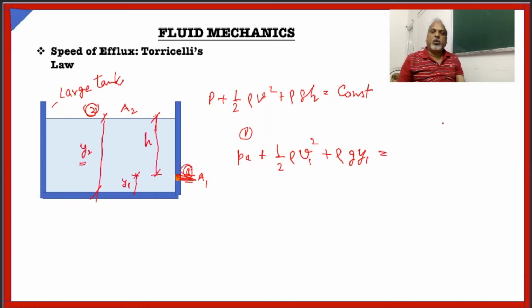This must be equal to what is at point 2. Here again, it is open to sky, so atmospheric pressure will be there, plus half rho. What about V2? Suppose if it is a very large tank, then the surface will be almost at rest. It will not have any velocity. So here the velocity will be 0, plus, of course, rho g Y2.